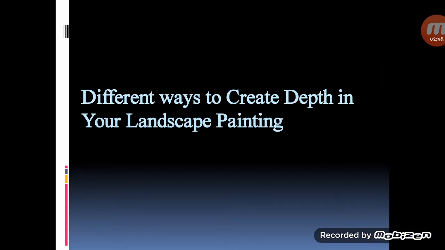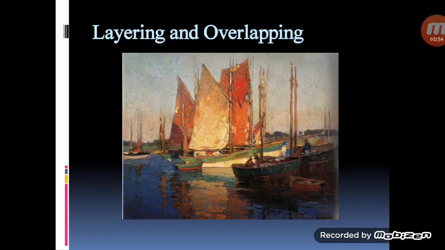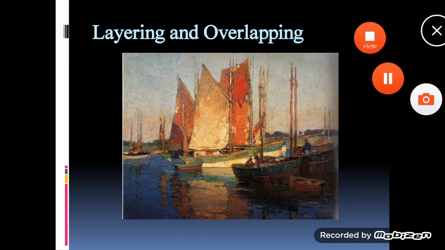Different ways to create depth in your landscape painting. Layering and overlapping. Layering and overlapping is effective when there is a notable contrast in the shade or texture of two overlapping objects. This creates extra contrast and helps to separate the objects from one another. In the dramatic painting, the smaller boards in the foreground layer overlap and partially hide the larger boards. This creates a sense of depth.